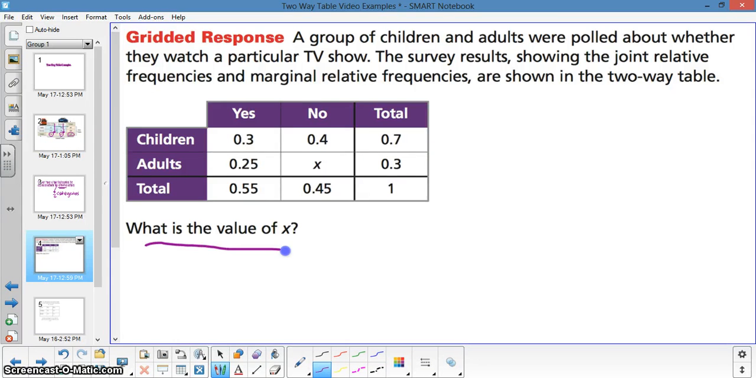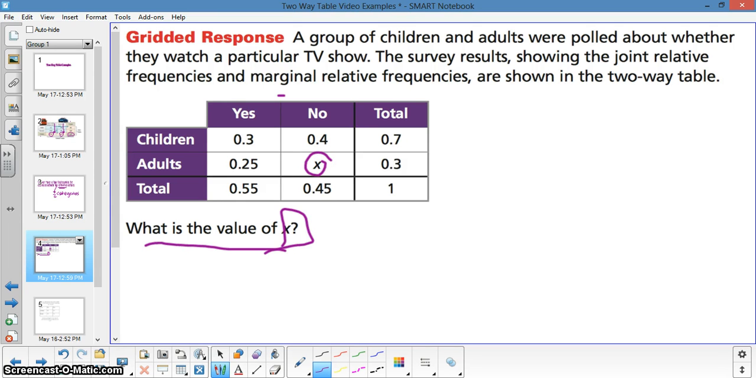Well, I looked at my question, what is the value of X? And I know joint relative frequencies and marginal relative frequencies, I'm not sure what those are, but it simply wants the value of X. So that information isn't important. I can find the value of X. So I'm looking for this.